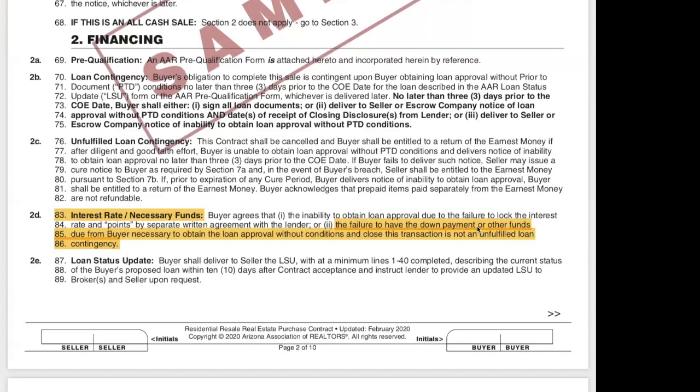I just have to take out like my 401k, and they never bother to get that money moved around. And suddenly it's close of escrow day and they can't write a check. Well, that is definitely on the buyer, and that's going to trigger the failure to have the down payment or other funds due clause in the contract here.